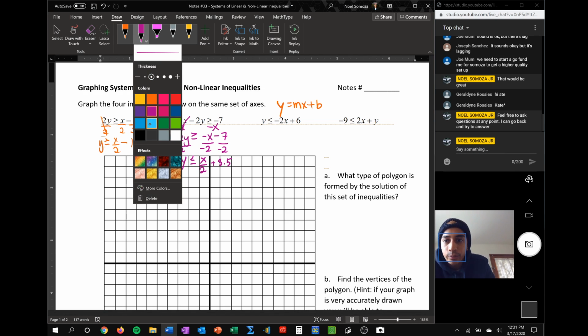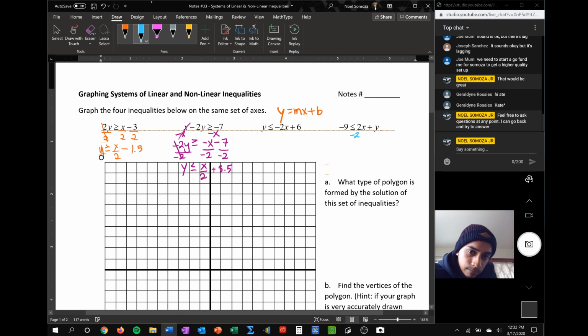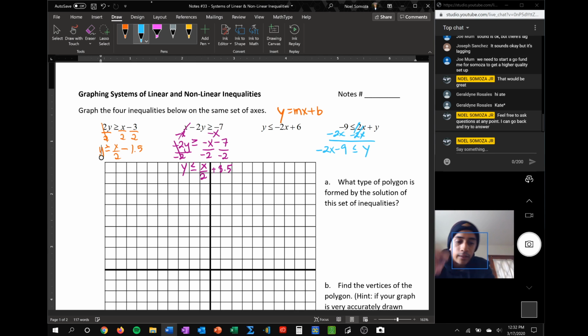Okay, so now for the last one, what do you think could be the easiest way to get back to y equals mx plus b? Notice how you have 2x and y already on the same side, so maybe just by moving the 2x, right? If we can move the 2x to the other side. Okay, so now y is by itself because the 2x cancels on this side. Inequality stays the same, right? And then now we have negative 2x minus 9.